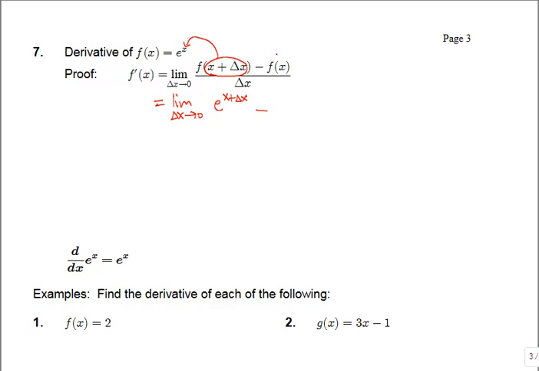And then I want to subtract from that f of just x, so we're just going to use x up in that power, so this becomes e to the x.